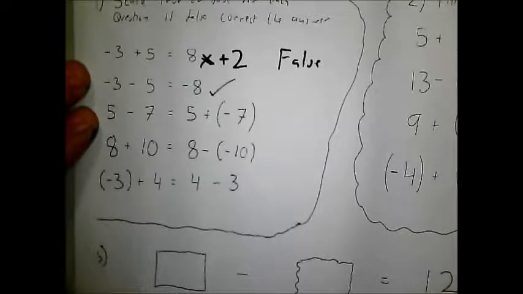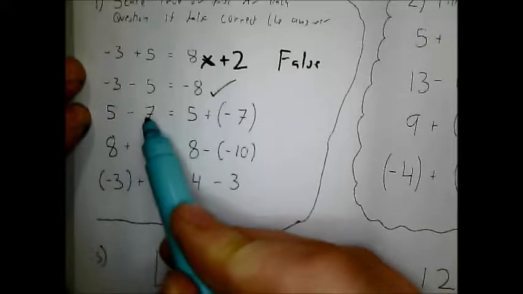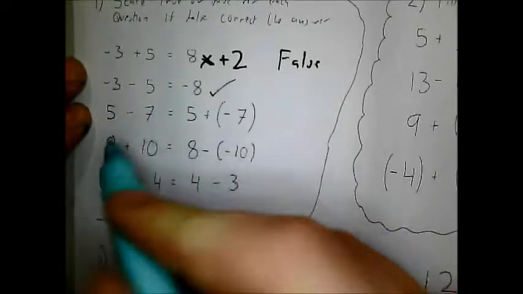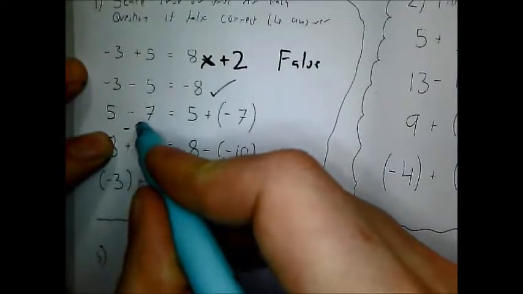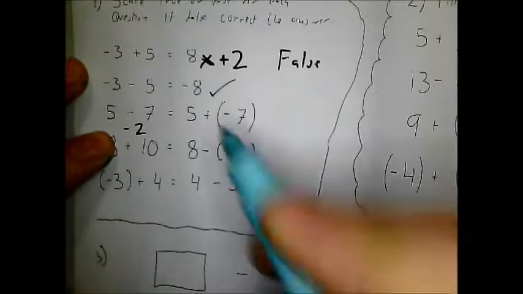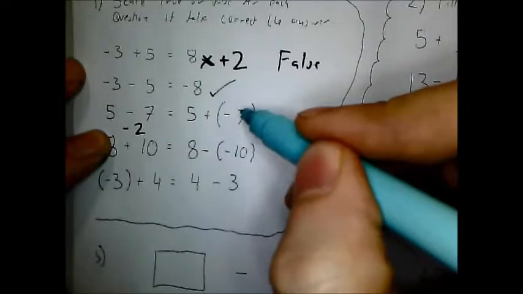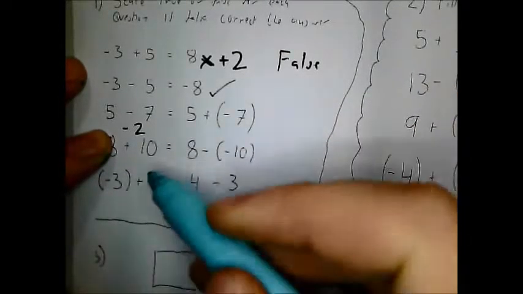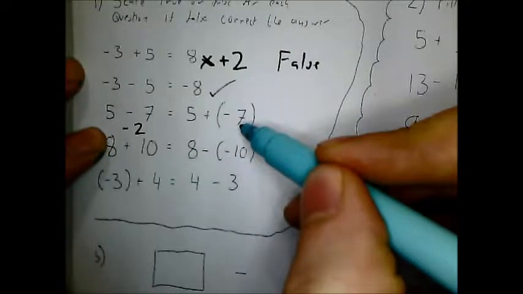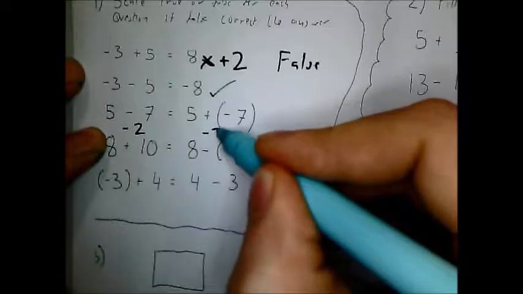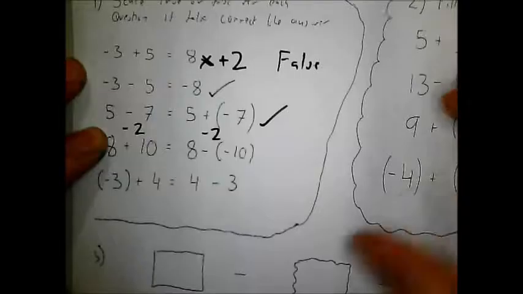Okay, this one's a bit different, so I'm going to combine the left side and the right side and see what I come up with. I'm going to start at negative 7, and this is a positive 5, so it's going to go up by 5 from negative 7, and I'm going to end up at negative 2. On the left hand side, I've got a negative 7, and I am adding positive 5. So once again, starting at negative 7, going up by 5, I indeed also get negative 2. So this one is also correct.